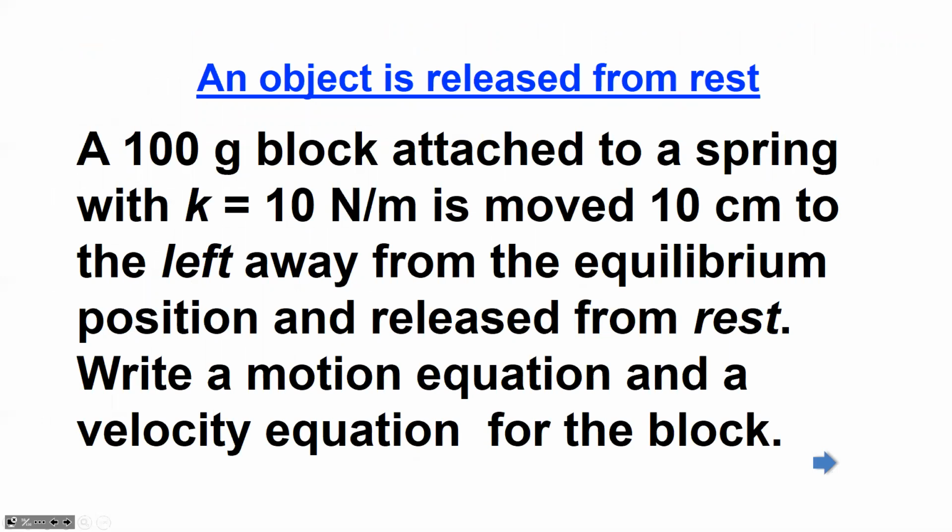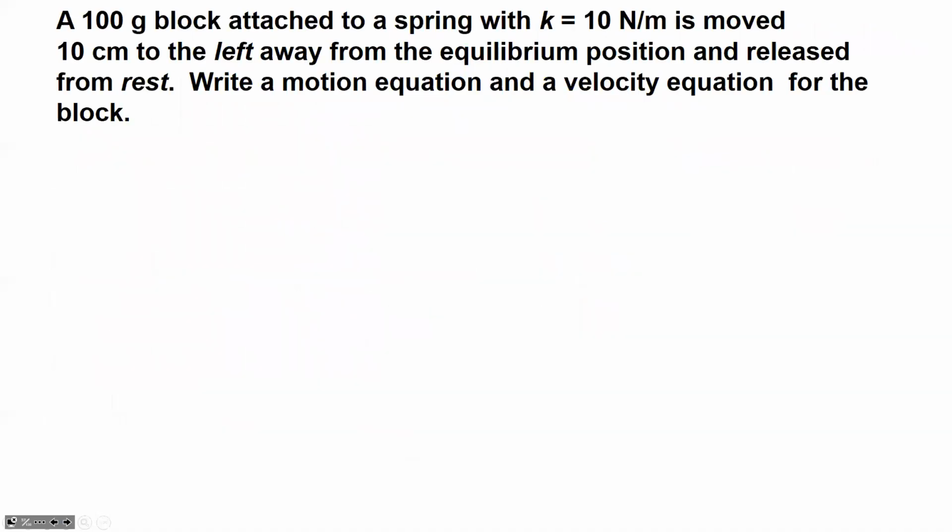A block attached to a spring moved 10 centimeters to the left, and released from rest. Okay. We just have to imagine it. Picture this is the x coordinate, an actual ruler on a tabletop. So this is the origin, and here we choose the equilibrium. So this is unstretched spring.